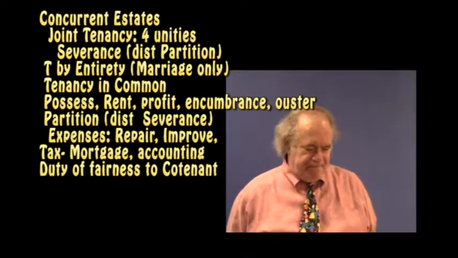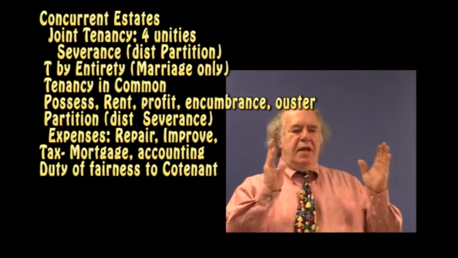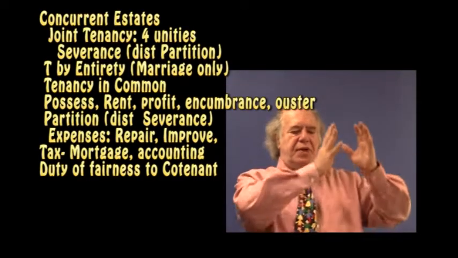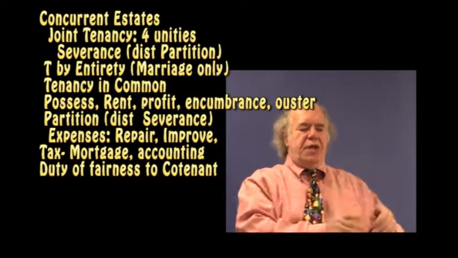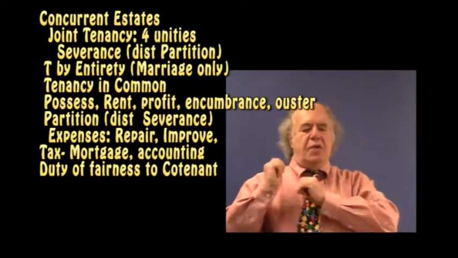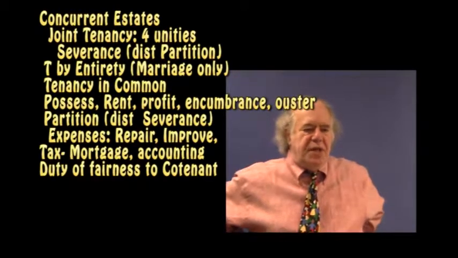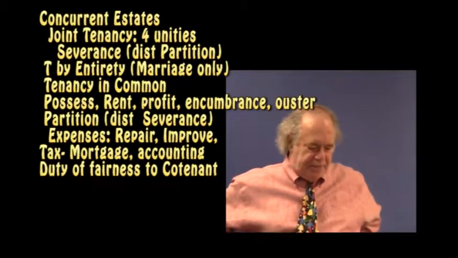I'd say for the amount of material that you have to learn, it's relatively more important per page. Concurrent estates mean that more than one person has the right at the same time, either in present ownership, we can have co-tenancies in a present interest, or co-tenancies in a future interest. More than one person owning the same piece of land at the same time.